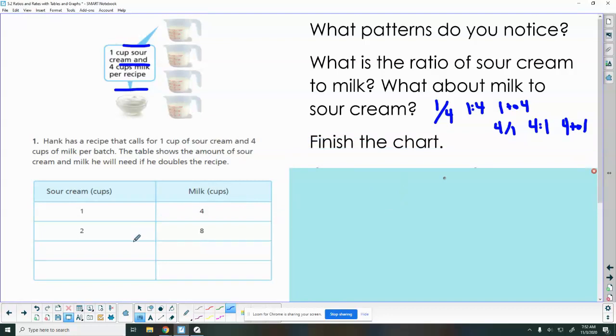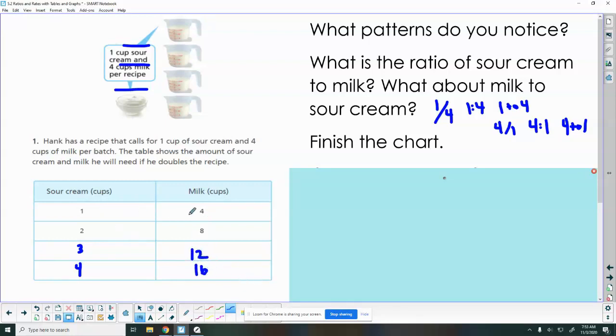Okay, so go ahead and see if you can finish the chart here. Fill these in, what would come next. Go ahead and pause and then come back and check that. So I'm noticing this is counting by 1: 1, 2, 3, 4. And this is counting by 4s: 4, 8, 12, 16.